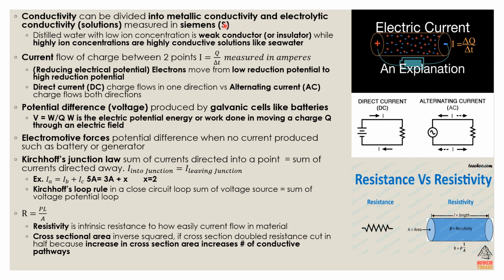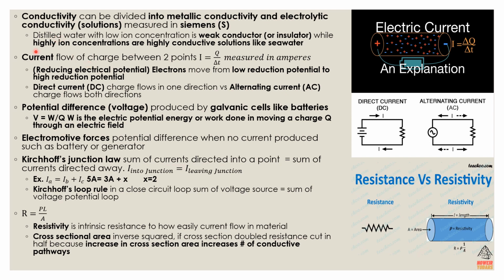So you have distilled water with low ion concentration, which can act as a weak conductor or an insulator sometimes. And you have a solution with high ion concentration, or highly conductive, like seawater, for instance, where electrons move better and conduct better, and it acts as a better conductor.